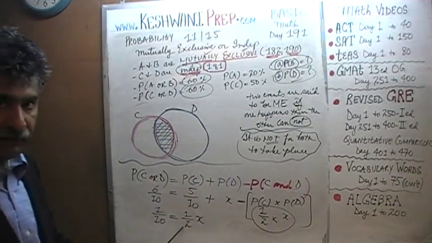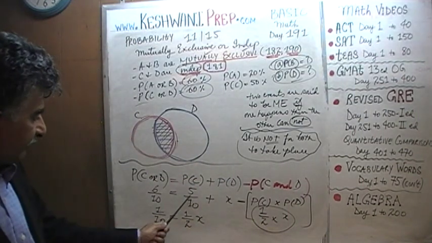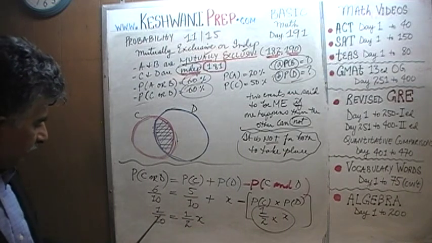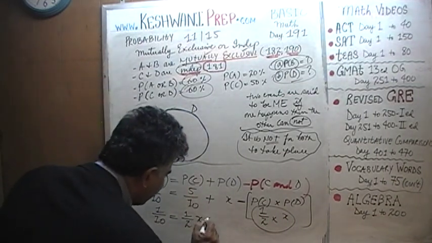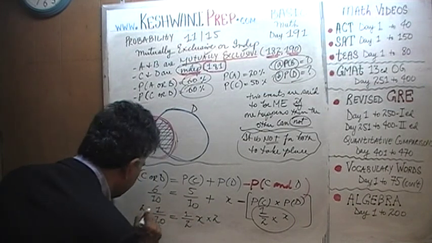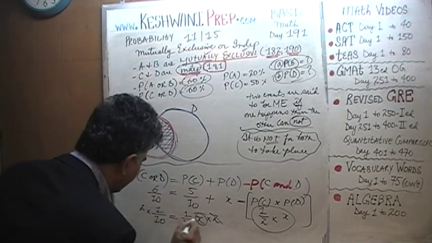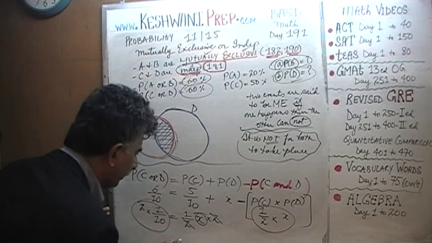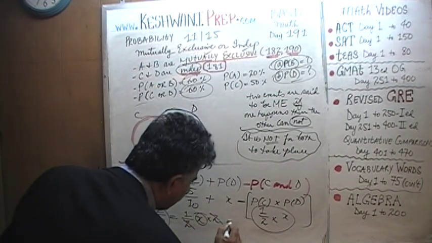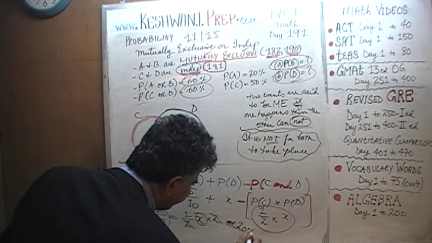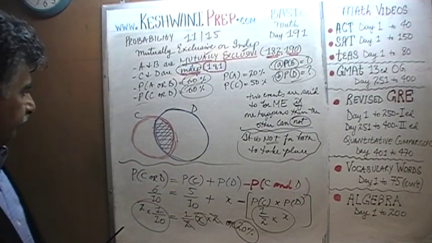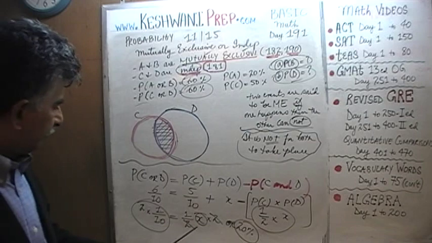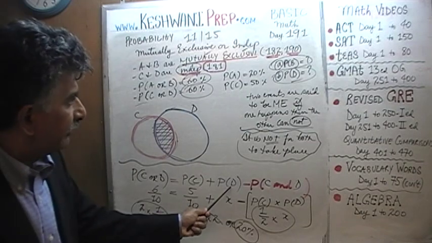x minus half x is going to be half an x. And 6 over 10 minus 5 over 10 is going to be 1 over 10. There you go, that's it. If 1 over 10 equals 1 over 2 x, then multiply both sides by 2 and you're done. 2 is going to drop out and x equals 2 over 10, or 20%. The answer is 20%. The odds of D happening is 20%.